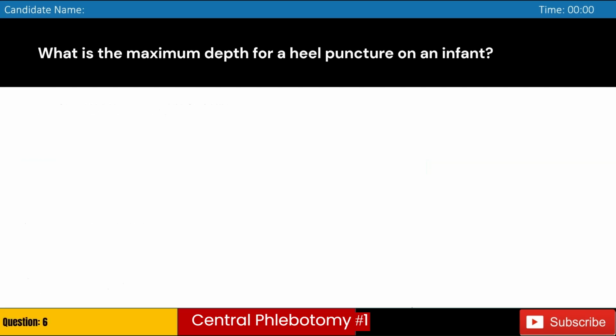What is the maximum depth for a heel puncture on an infant? A. 1 mm. B. 2.0 mm. C. 2.5 mm. D. 3.0 mm. Answer: B. The maximum recommended depth for a heel puncture on an infant is 2.0 mm to avoid injury.